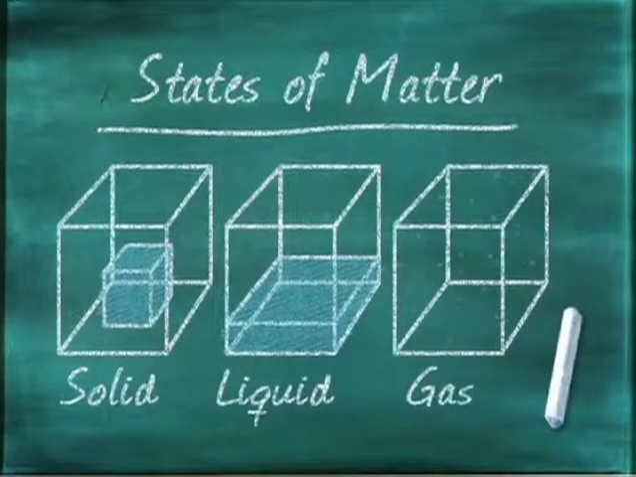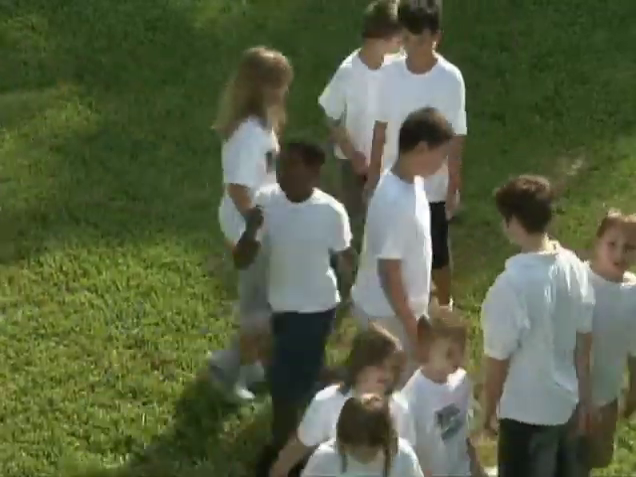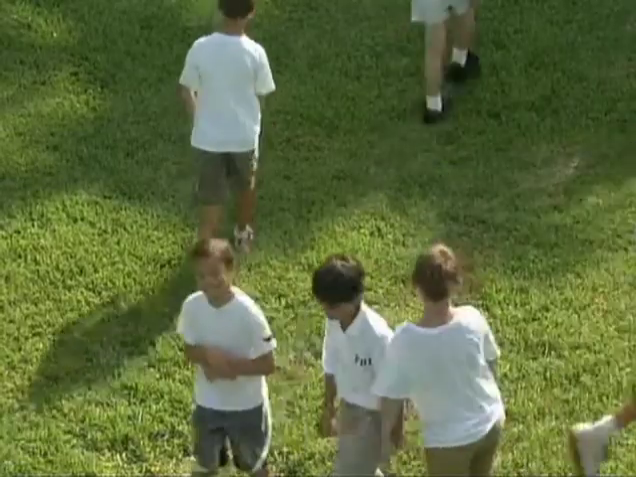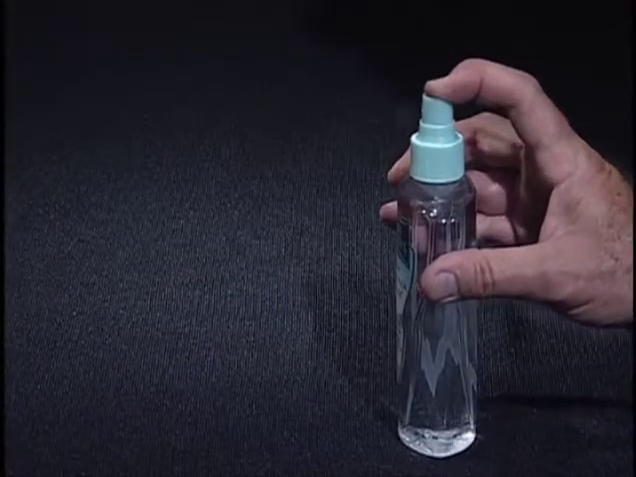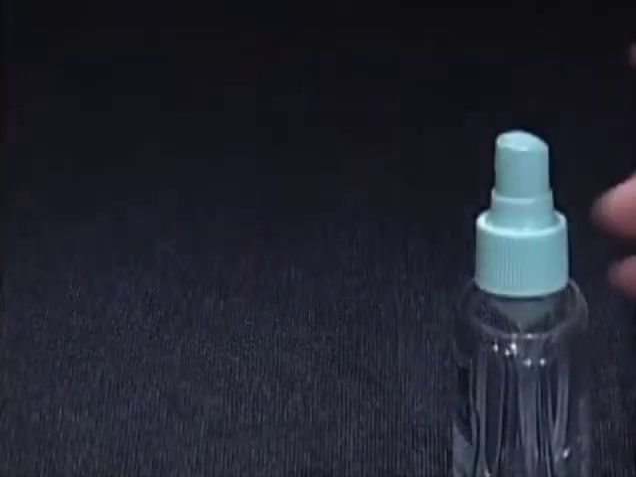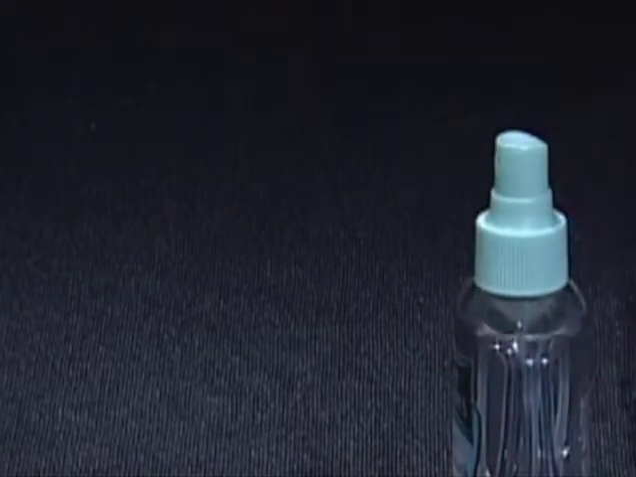Gases take the shape of the container they are in and can fill the volume of that container. That's because gases have no definite volume or shape. The molecules in a gas are the farthest apart, and they move freely around each other. When you spray a perfume bottle, the gas diffuses and everyone in the room can smell it, because the molecules of the gas move freely and quickly to fill up the space they're in.